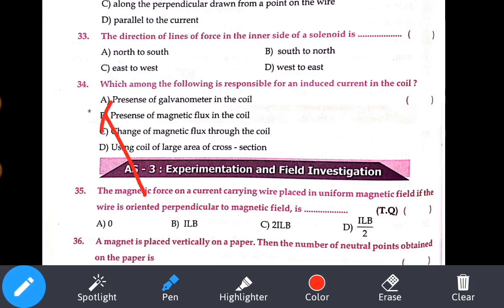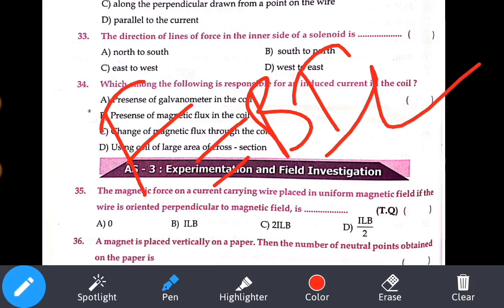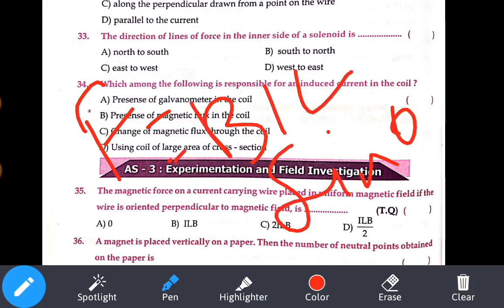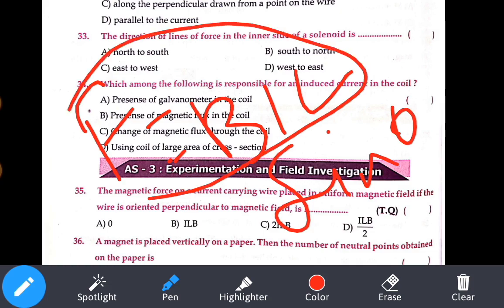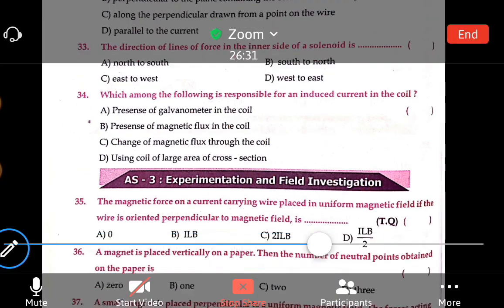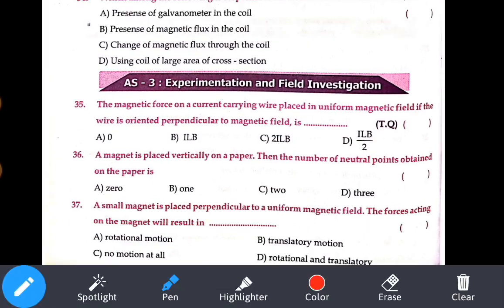So what is the effect of force formula on current? F equals BIL when it is perpendicular. Okay, perpendicular, because the actual formula is F equals BIL sine theta. Perpendicular means sine 90, so we'll be writing it as BIL only. BIL or ILB, easy to remember. A magnet is placed vertically on a paper. The number of neutral points obtained on the paper, only one neutral point will be present, that is our B.